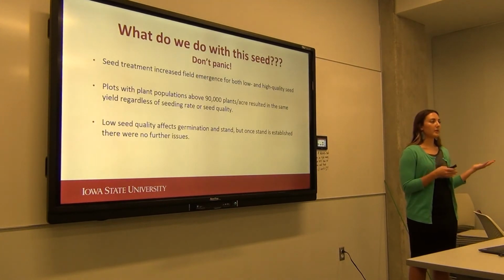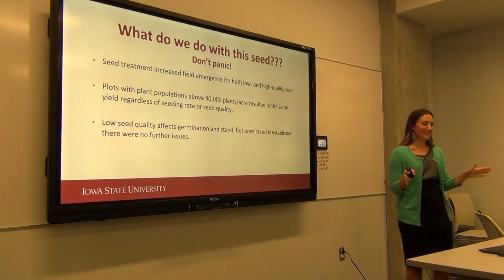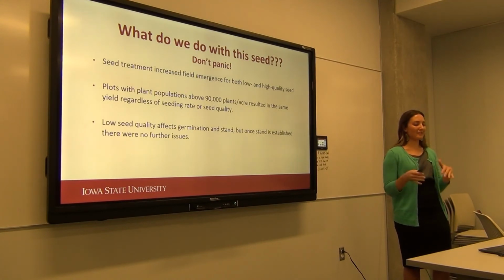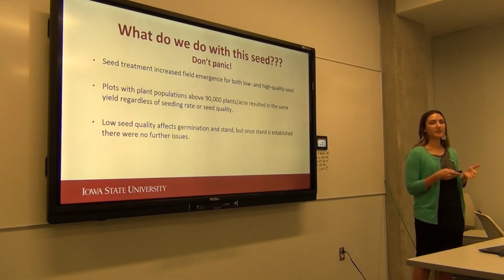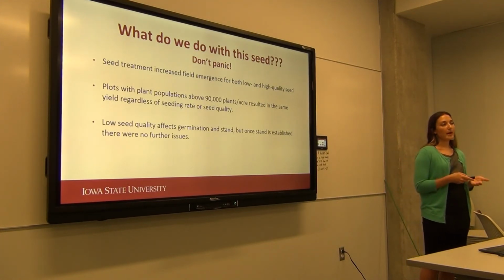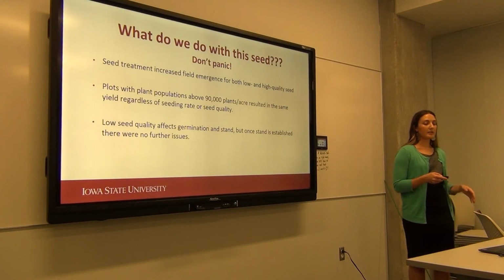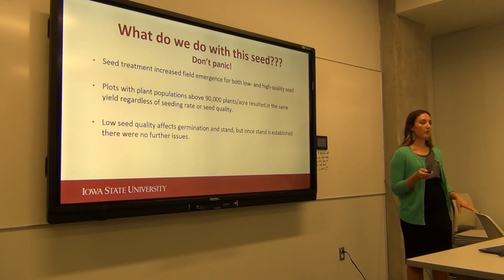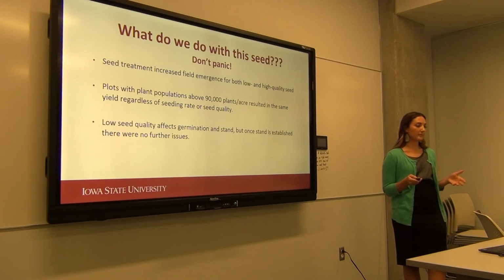So back to that original question of what do we do with the seed? And my recommendation is don't panic. Based on our experiments under the field conditions that we had, we saw that seed treatment increased field emergence for both low and high quality seed. Plots with plant populations above 90,000 plants per acre resulted in the same yield regardless of seeding rate or seed quality. And lastly, low quality seed affects germination and stand, but once stand is established, there were no further issues.